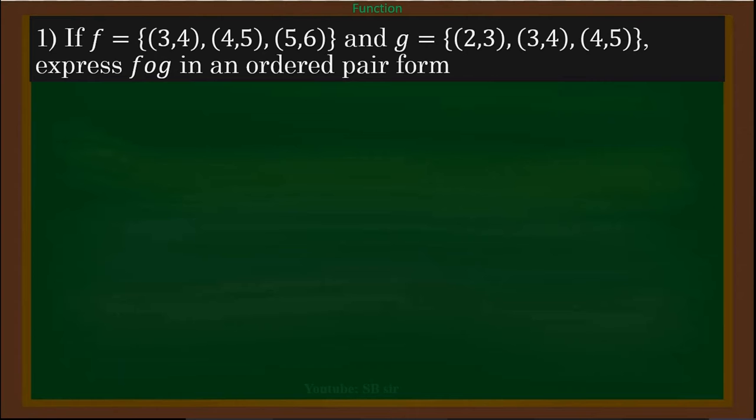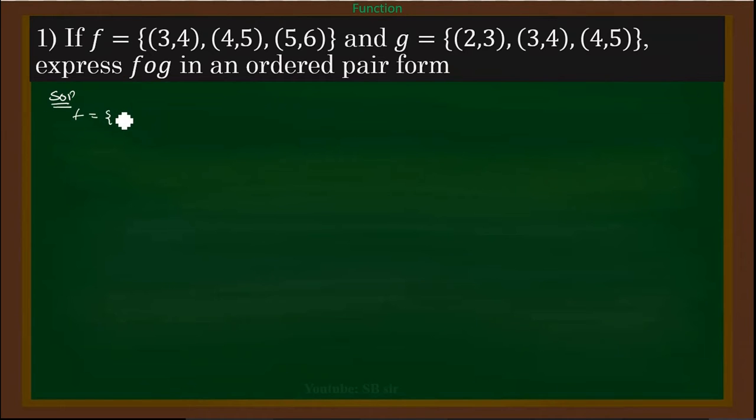Okay, here are two functions in the ordered pair form. Three ordered pairs are given in one function, and three ordered pairs are given in the other function. We have to find the composite function f composite g in the ordered pair form. In fact, we have to write the ordered pairs of f composite g. So let me discuss the solution of this question here.